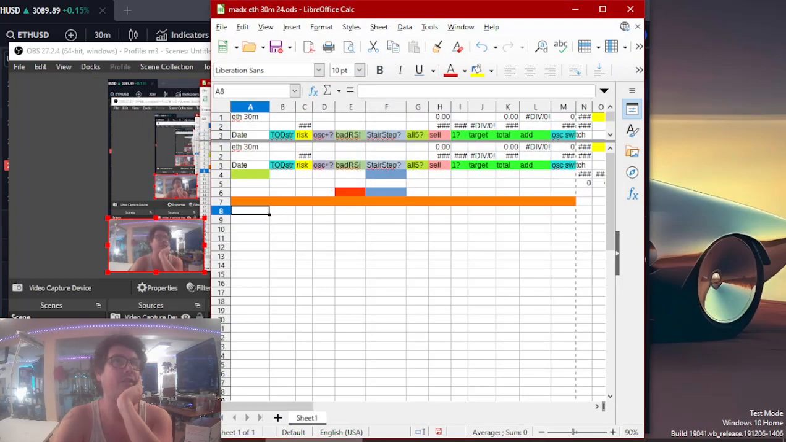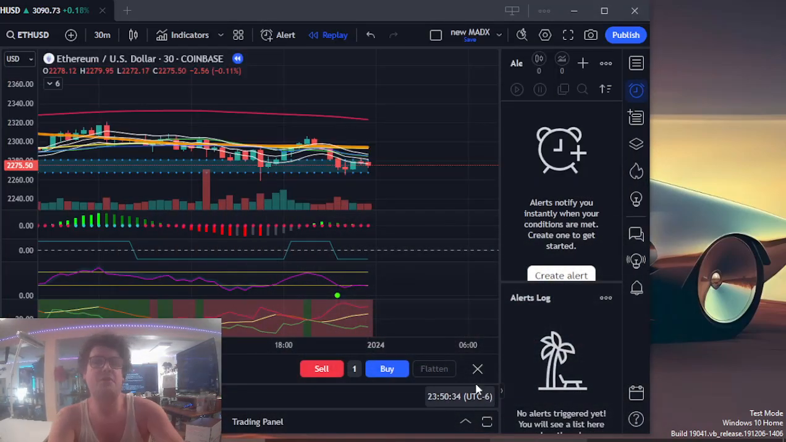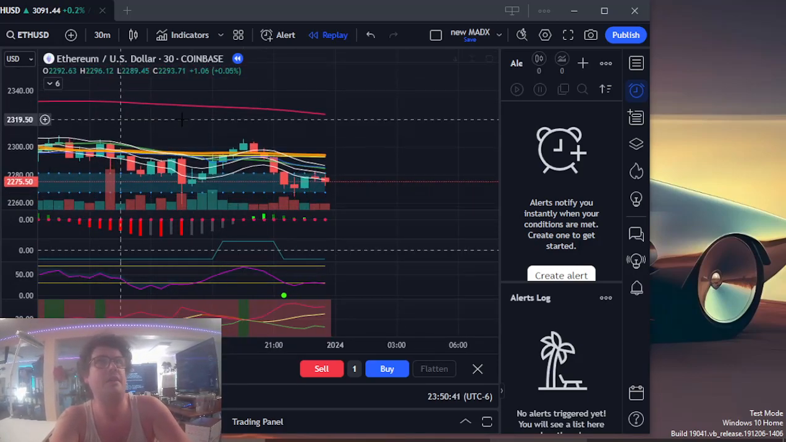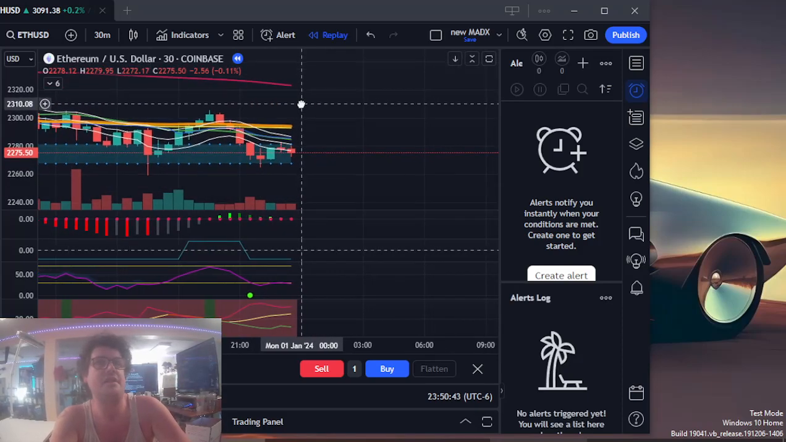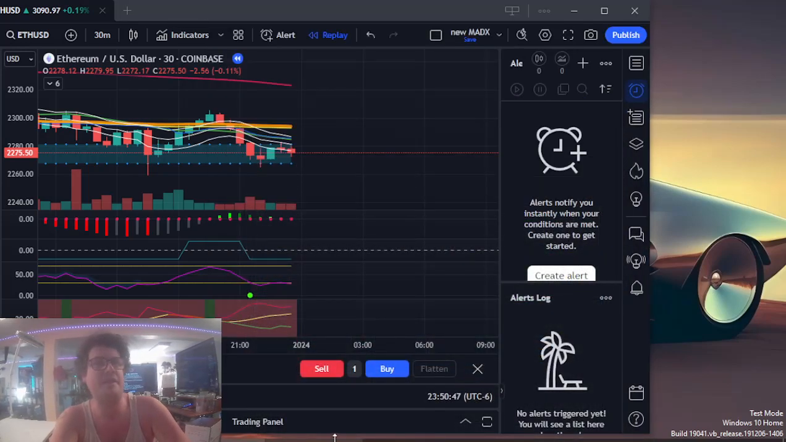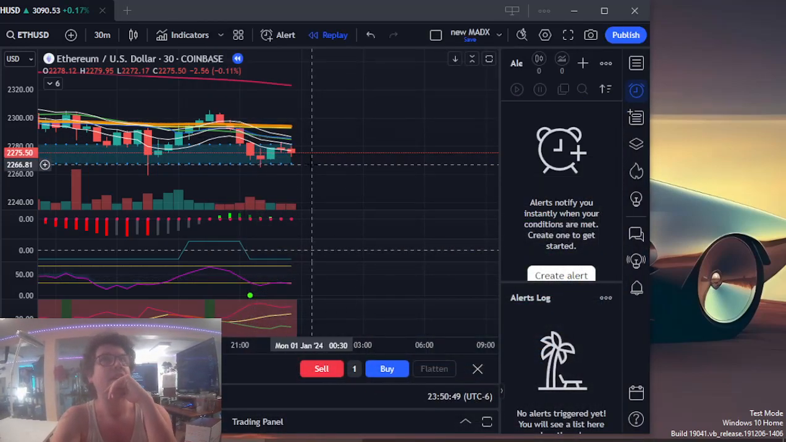What we're going to be doing is some trading practice on Ethereum on the 30-minute charts. We're not taking any trades where the candle sizes are less than 0.5% rather. And I'll explain the criteria as we go, but let's just get into it.